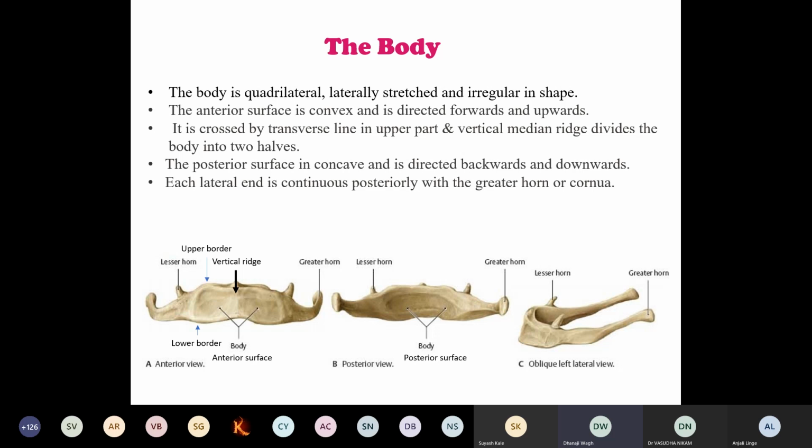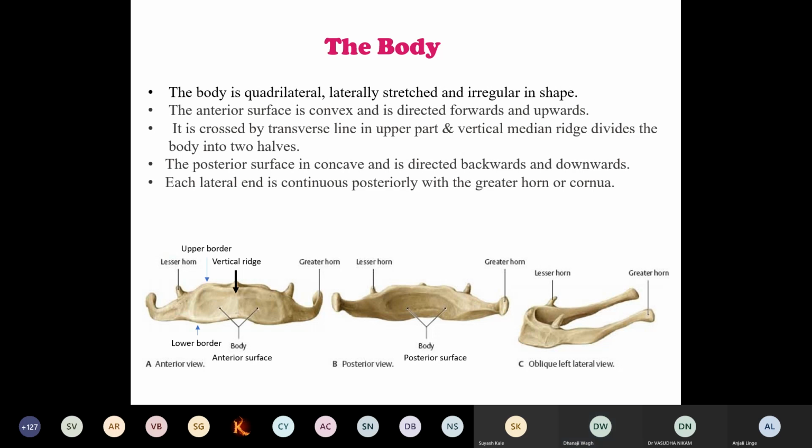On each lateral end, it is continuous backward or posteriorly with a greater horn or cornu. So the body has two surfaces, anterior surface and posterior surface, and continuation posteriorly as a greater cornu. This anterior surface is convex, directed forward and upward.